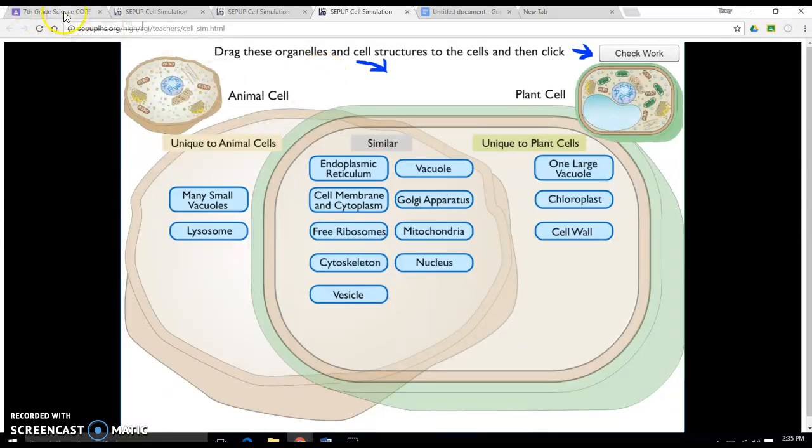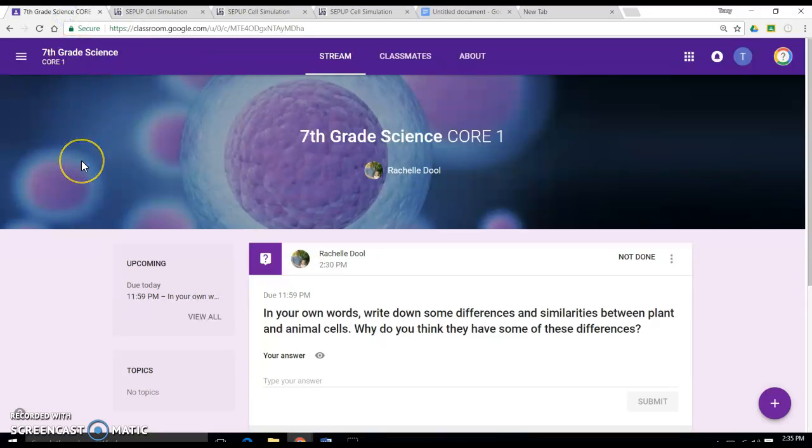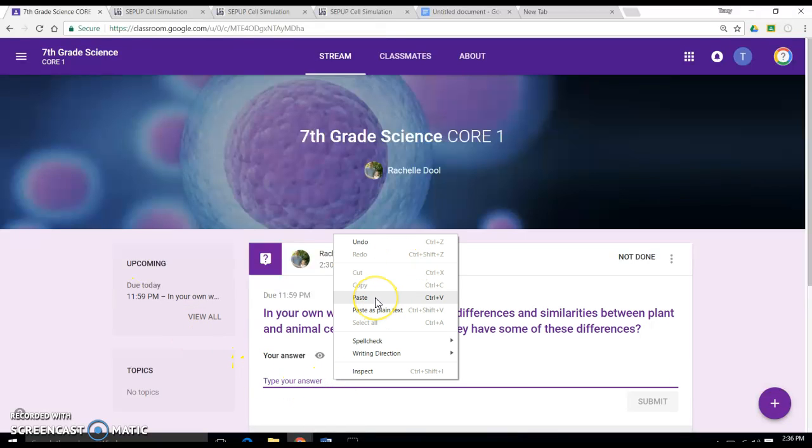So going back to your Google Classroom, the question that you need to answer is, in your own words, write down some differences and similarities between plant and animal cells. Why do you think they have some of these differences? So I went ahead and already typed my answer, so I'm just going to paste it here, but this is where you type your answer.